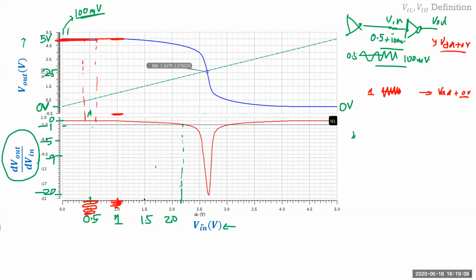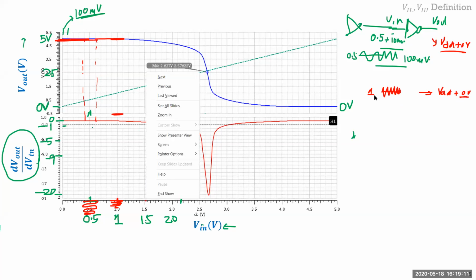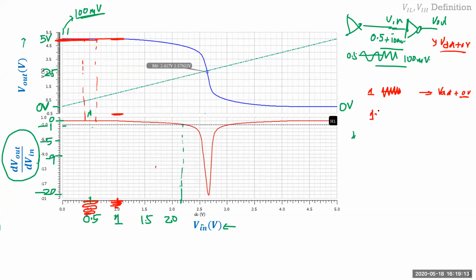Okay, let's go to 1.5 volts. Now I'm going to sit at 1.5 volts, and then I add the same tiny amount of 100 millivolts of noise. Now it's going to change a little bit, because you can see there is a slope. This is 100 millivolts, and if I look at the output, it's changing about 50 millivolts. So now the output is VDD minus 50 millivolts.